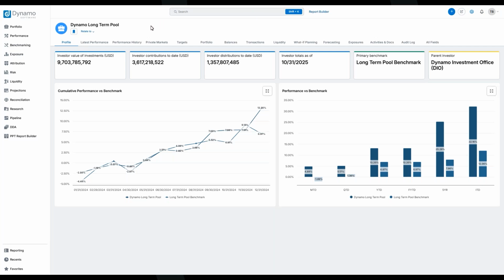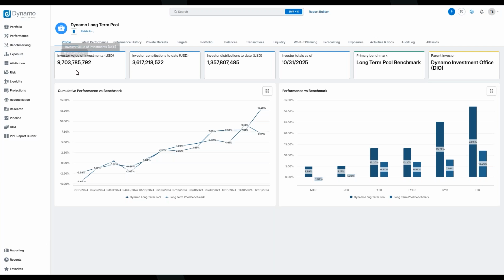To access an investor account, Dynamo does require a gold license, aka portfolio management. If you are not a gold user, this is what an investor account looks like. I'm going to use Dynamo long-term pool to demonstrate exposures and some other portfolio management capabilities. First, we come to the profile tab.